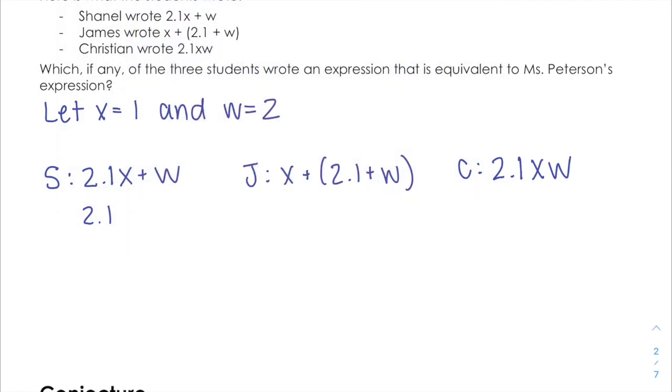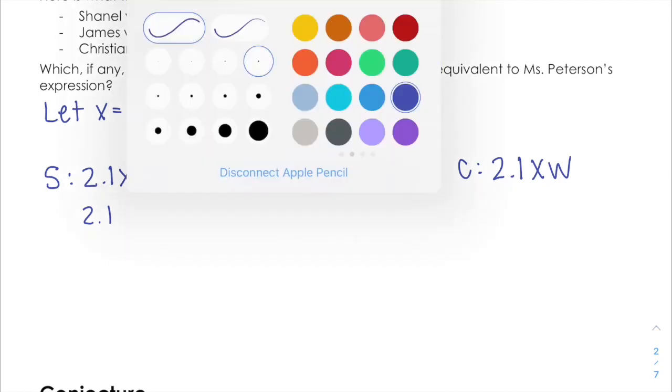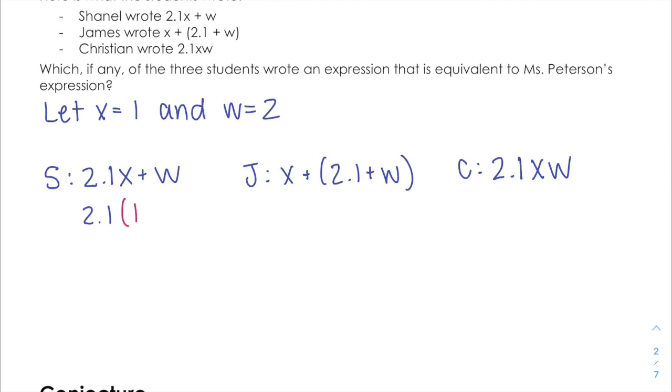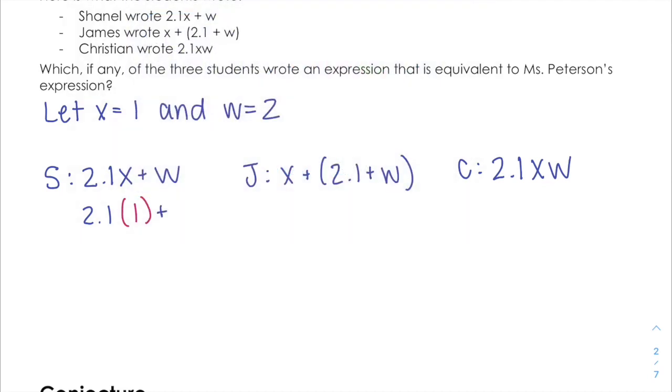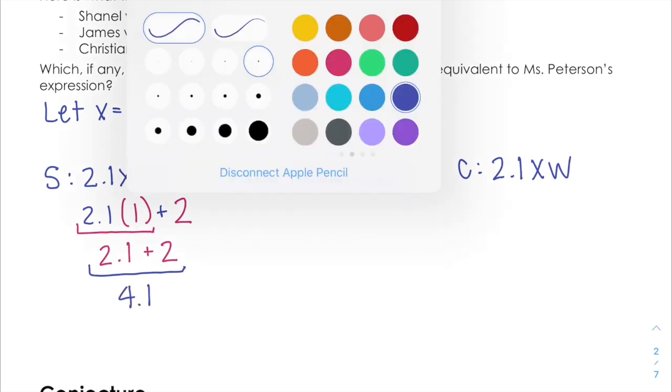So we have 2.1 times 1, we're using 1 for x, plus w, we're using 2 for w. Okay, so we have multiplication and addition. We have to do the multiplication first. So 2.1 times 1 gives us 2.1. Bring down that 2. Now we add for the last one. We got 2.1 plus 2, and that gives us an answer of 4.1.